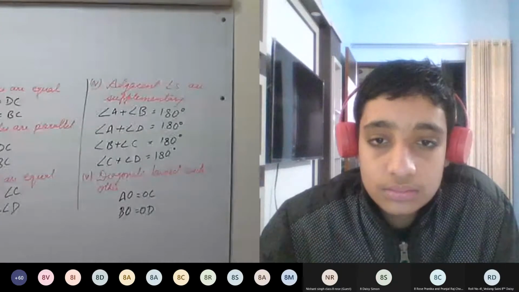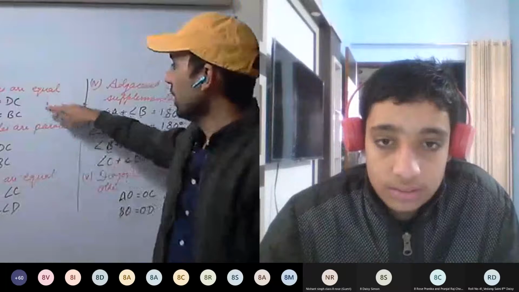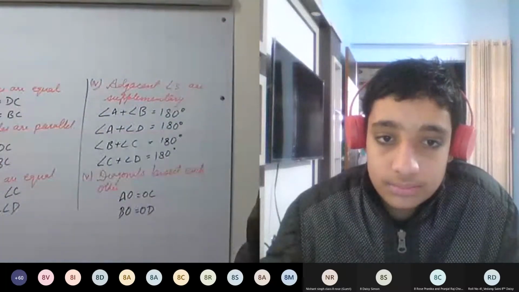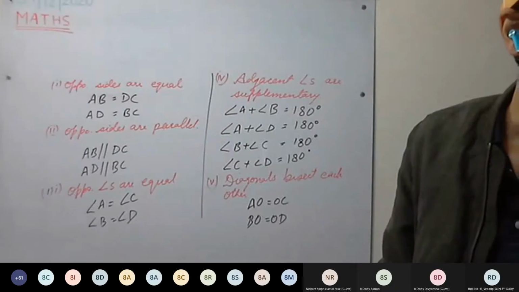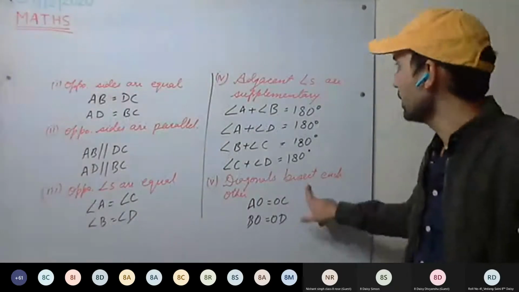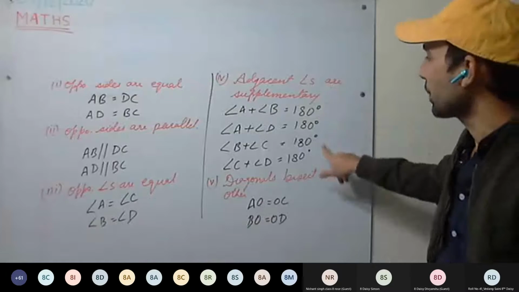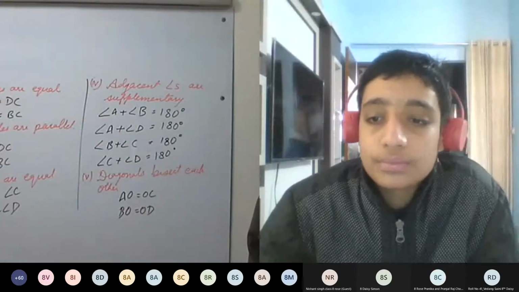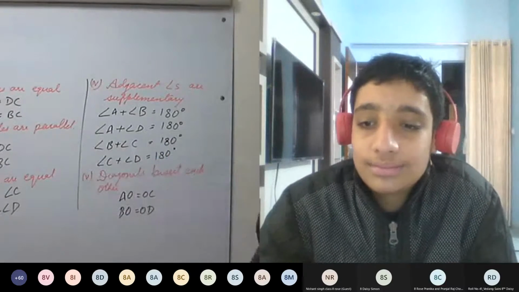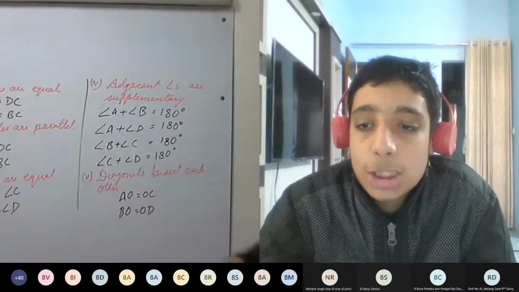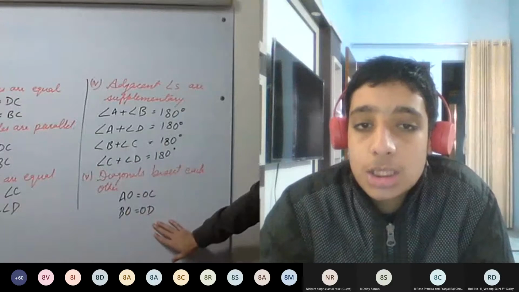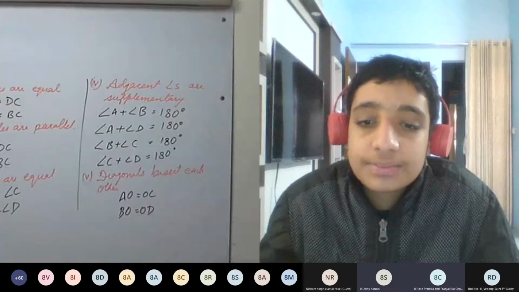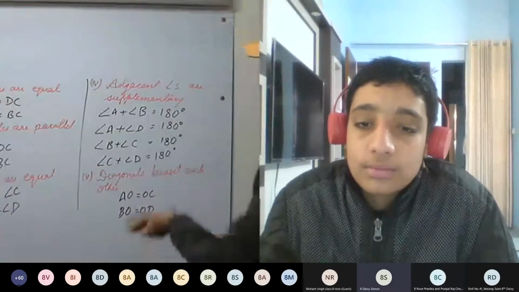Page number G8. Opposite sides are equal. Opposite sides are parallel. Opposite angles are equal. Diagonals bisect each other. Adjacent angles are supplementary. That we have done. These properties of parallelogram are clear to everyone. Yes, sir.